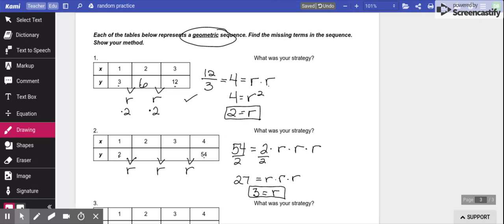Let's check and make sure that works. 2 times 3, 6. 6 times my common ratio of 3, 18. 18 times my common ratio of 3, 54.